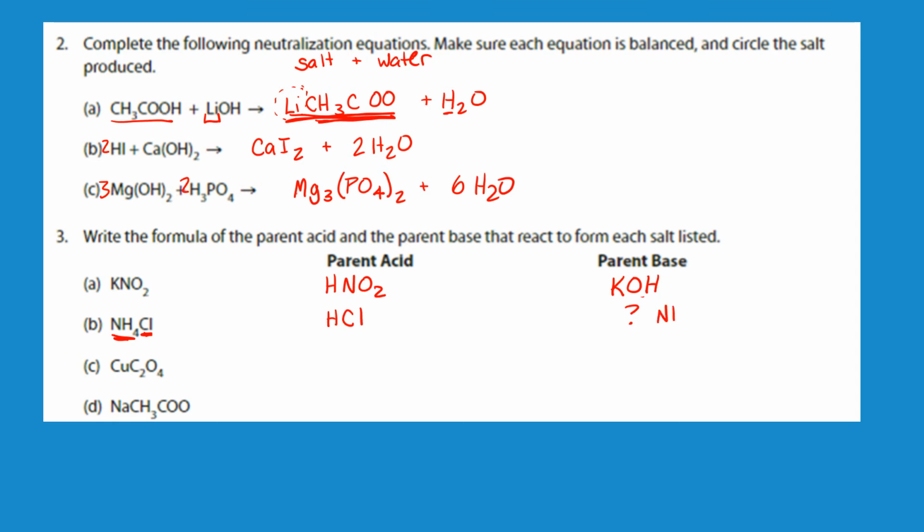Guessing we're going to have to start with an NH3, but I don't have an OH, so it's not really making sense in terms of my Arrhenius theory.